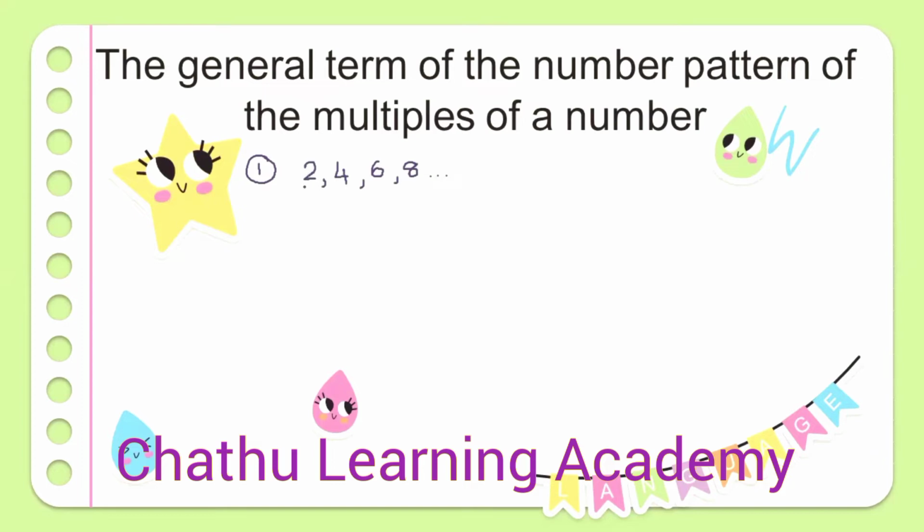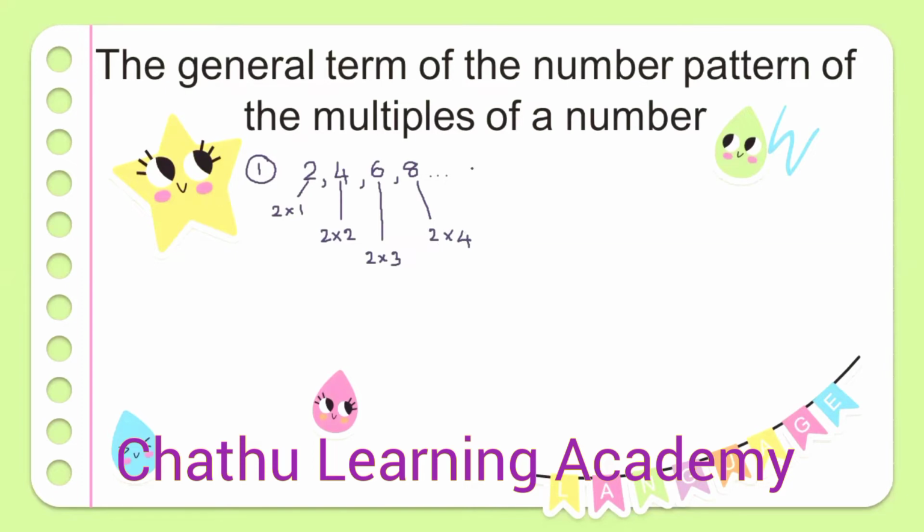Now look at the first term. We can obtain the value of this first term, 2 into 1. This is the method of obtaining the value of the first term. Then second term, 2 into 2. Third term, 2 into 3. This is the first term, second term, third term. This is the fourth one, 2 into 4. If we want to get the value of the fourth term, we want to multiply 4 by 2.